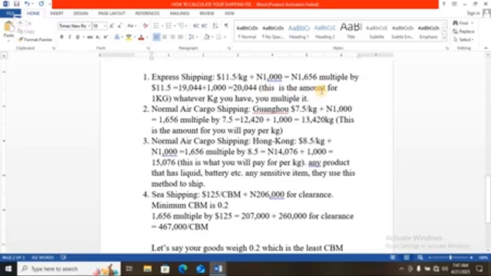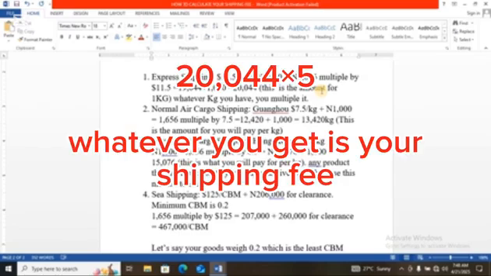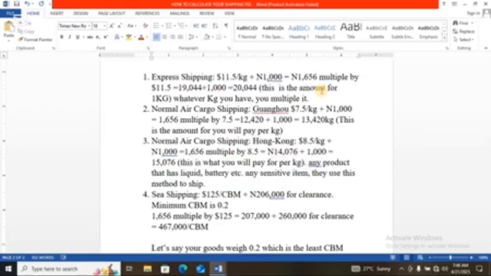That means any item you are buying using the express shipping, if you are shipping your item that is 1 kg and you want to use the 3 to 5 days shipping method, you are going to be paying 20,044 per kg. This is the amount you are going to pay. Let's say you have 5 kg, so you are going to say 20,044 times 5.